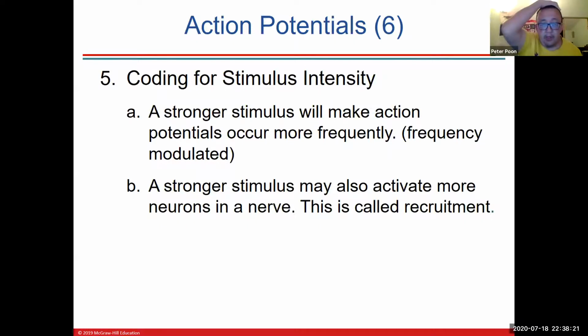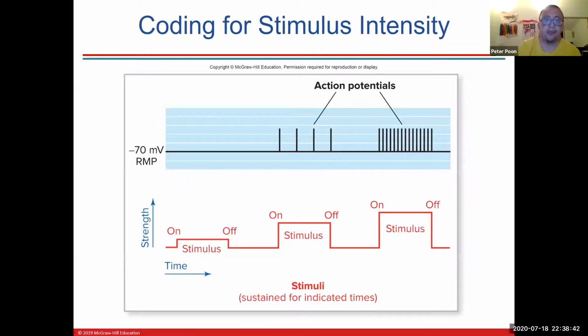Coding for stimulus intensity. A stronger stimulus will fire not harder but faster. A stronger stimulus will also recruit more neurons in a nerve to fire, and that's called recruitment. So we'll play that in a little bit. So coding for stimulus intensity is the sheer number of action potentials, not how high the action potentials are.